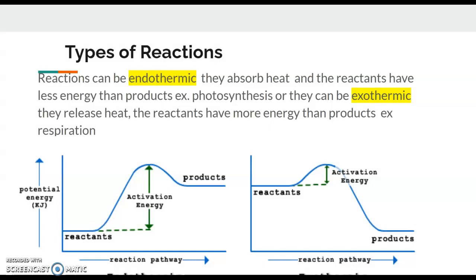There are two types of reactions. Reactions can be endothermic, where they absorb heat, and the reactants are going to have less energy than the products. Or they can be exothermic, right, where they give off heat, right? So an endothermic reaction would feel cold to the touch, let's say if it were happening in a test tube, and an exothermic reaction would feel hot to the touch if it were happening in a test tube.